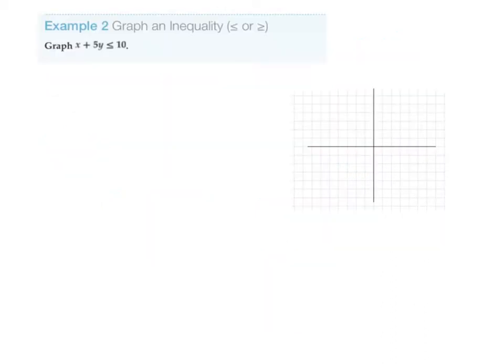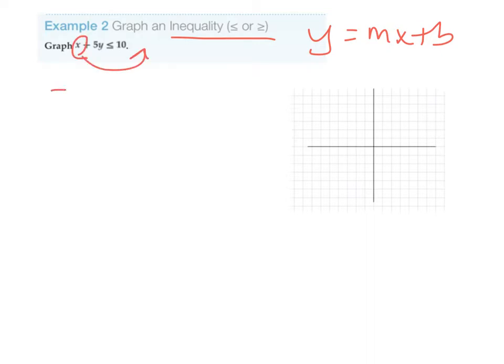So we're going to start off, we want to graph the inequality. So I need to get y equals mx plus b. So I want to get into this form. To do that, I'm going to take the x and move it over. And so I have a 5y less than or equal to a negative x plus 10.